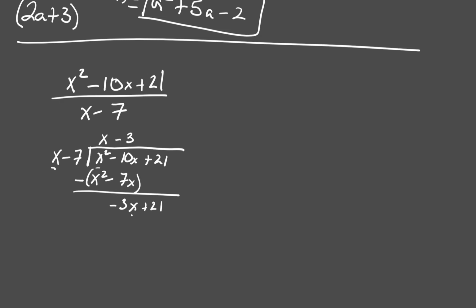We multiply things out. I got this plus 21 that slides down. Multiply things out, negative 3x. And then I get a plus 21 because negative 3 times negative 7 is plus 21. I take those away. I get 0. I have a remainder of 0. What this says is this is equal to x minus 3.